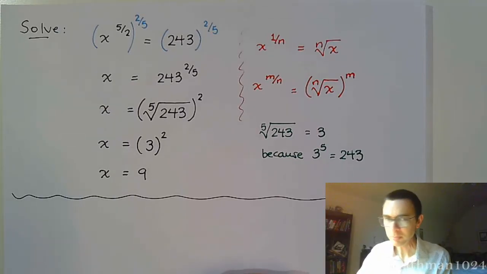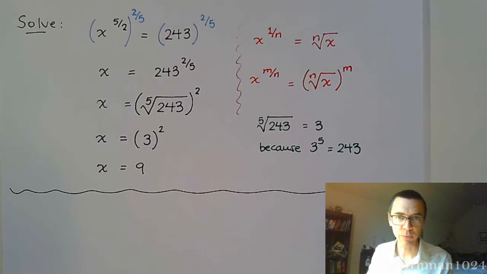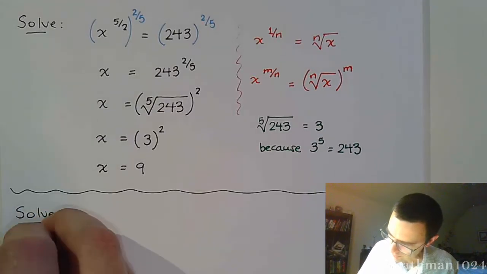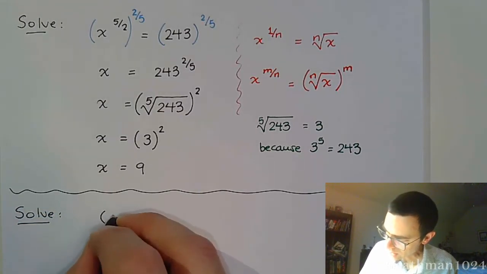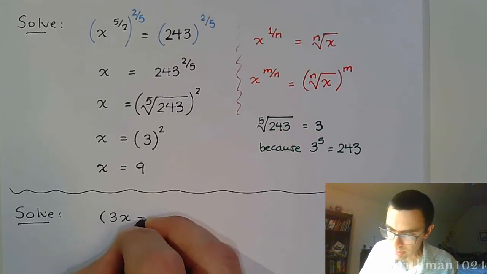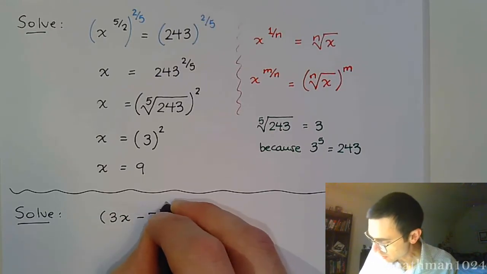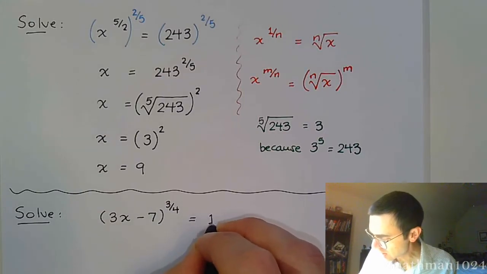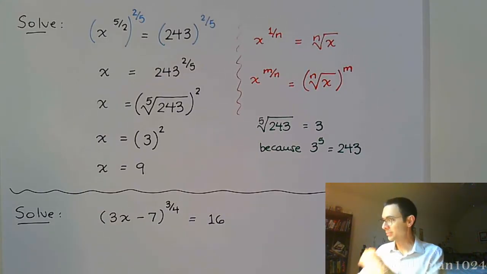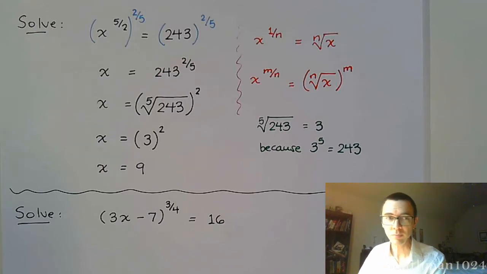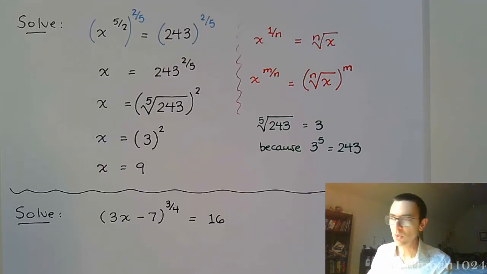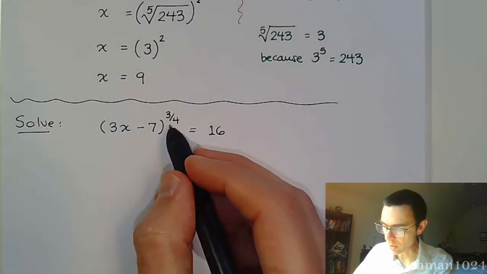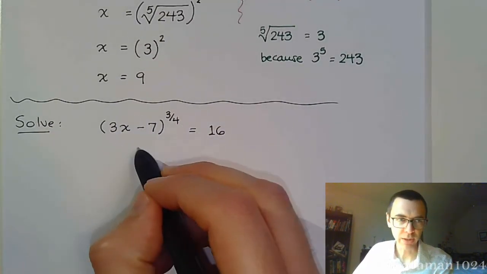All right, let's try another example very similar to this one. Let's take the quantity 3x minus 7 raised to the 3/4 is equal to 16. Okay? So we don't want to have that power there. We're trying to get rid of the power so that we can have just the base left over.